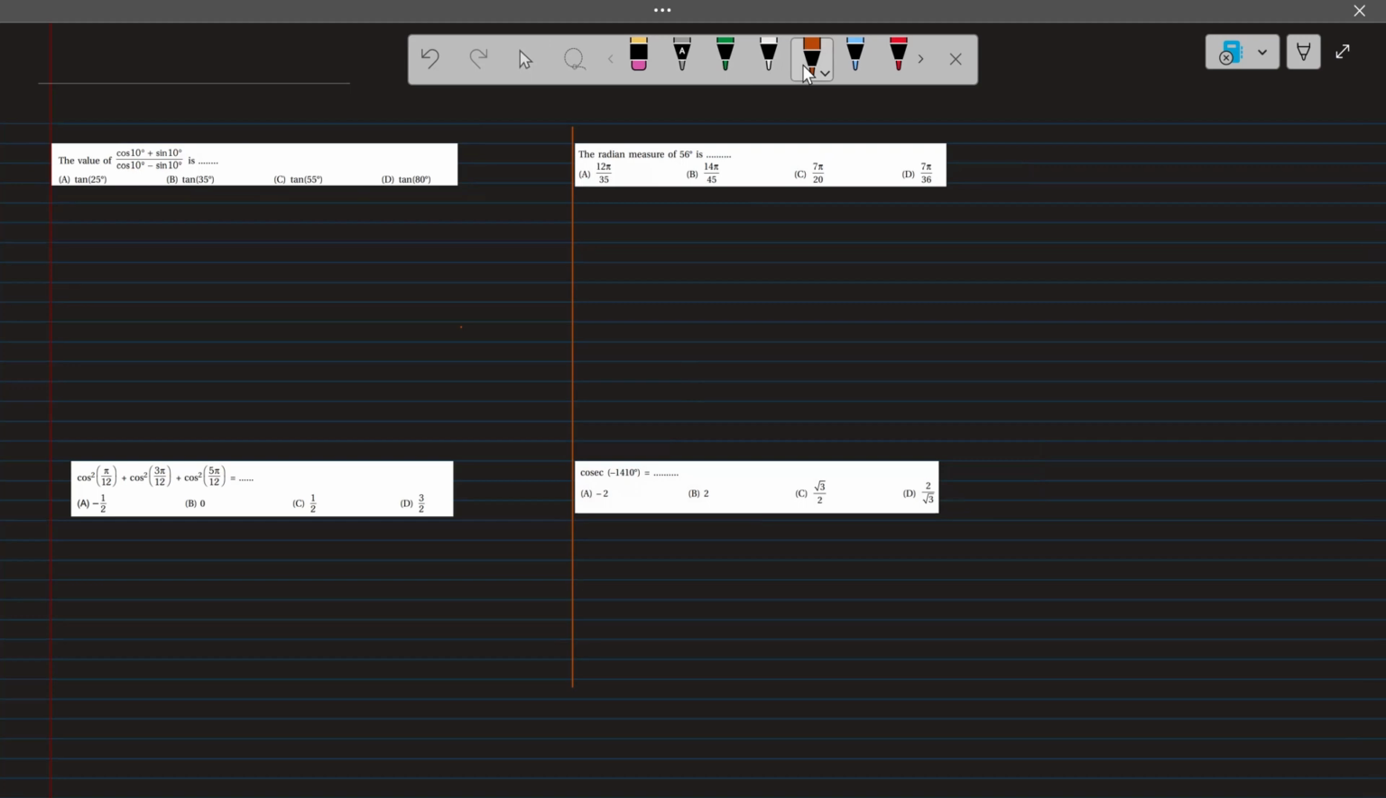We have to find the value of (cos 10 plus sin 10) upon (cos 10 minus sin 10). What we can do here is we can bring similar functions in the numerator and the denominator. So for numerator, we can either write cos 10 plus cos 80 or sin 80 plus sin 10. If we convert into sin, we can write sin 80 plus sin 10 upon, in the denominator, sin 80 minus sin 10.